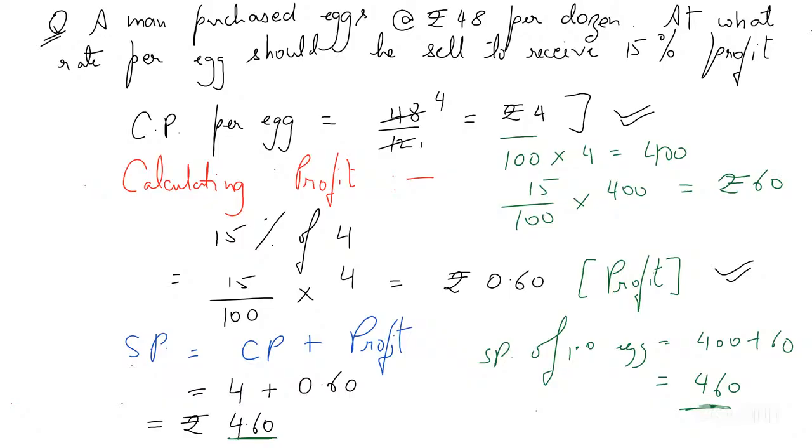Understood. Ma'am, I had tried doing it where I first did 48. I found 15% of 48 and then divided that entire number by 48. I was not getting the answer. You're not getting the answer. Okay. Yes, ma'am. All right.